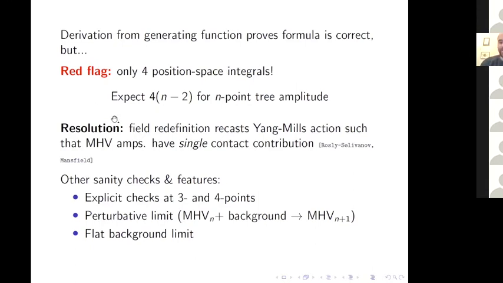Also, there are other sanity checks you can do on that formula. We've checked it explicitly against background perturbation theory at 3 and 4 points. You can take its perturbative limit, where you think of the self-dual radiative background as a single gluon, and then see that you recover the n+1 point MHV amplitude on a flat background. Also, it has the correct flat background limit. If you turn the background off, you just recover the Parke-Taylor formula, including its momentum-conserving delta functions.